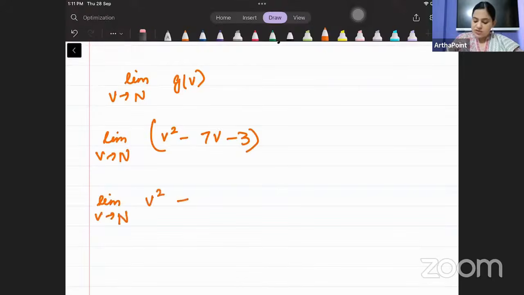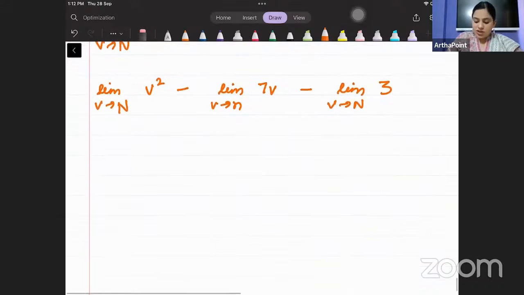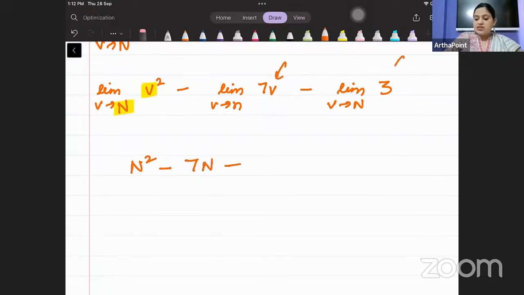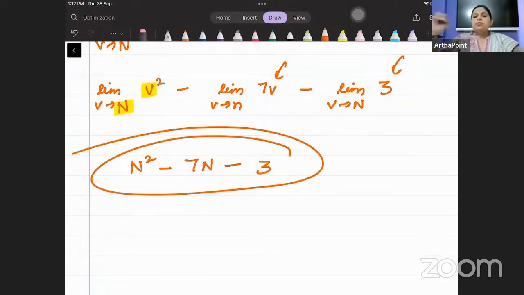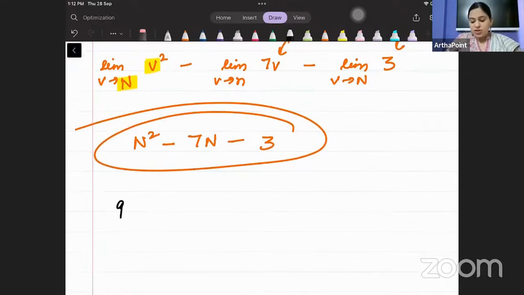Limit V tends to N V square minus limit V tends to N 7V minus limit V tends to N 3. तो बेटा ये हो जाएगा n square. Instead of v put n, minus this will be 7n, minus this is a constant, इसकी limit as it is रहेगी 3. ठीक है.